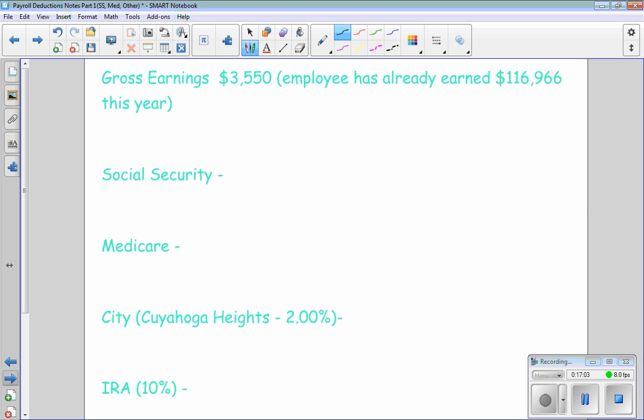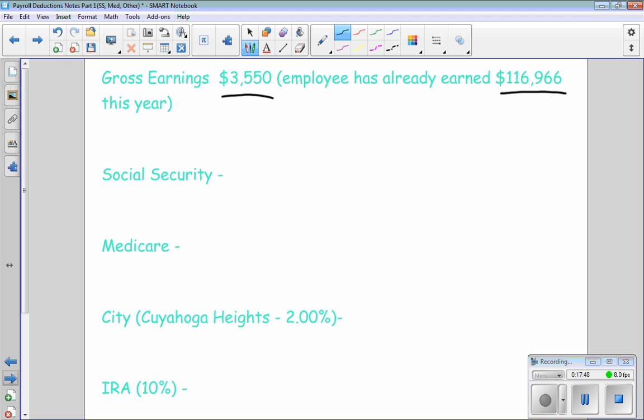Gross earnings are $3,550. This employee has already earned $116,966 this year. That is very important for one of these deductions. When I calculate Social Security, what is the limit, the taxable wage base? This year it's $118,500. Does this employee go over $118,500 with this paycheck? Yes.